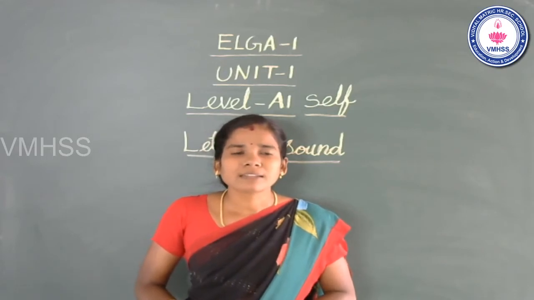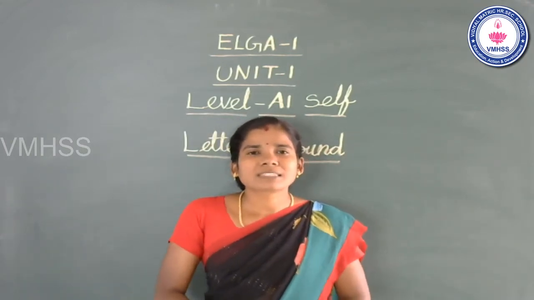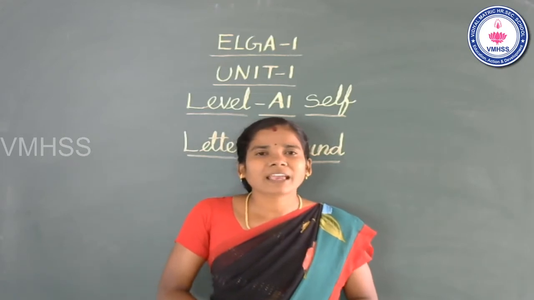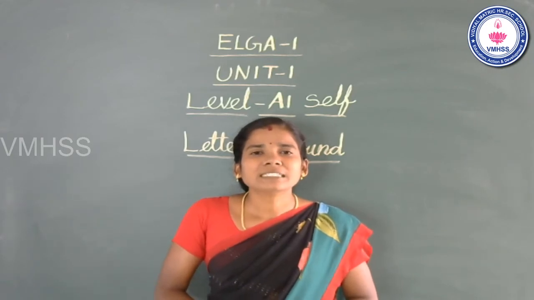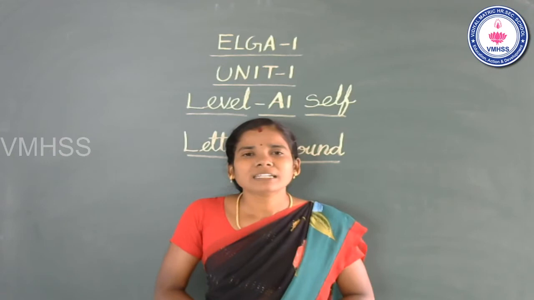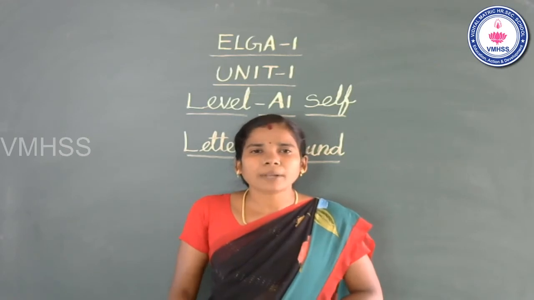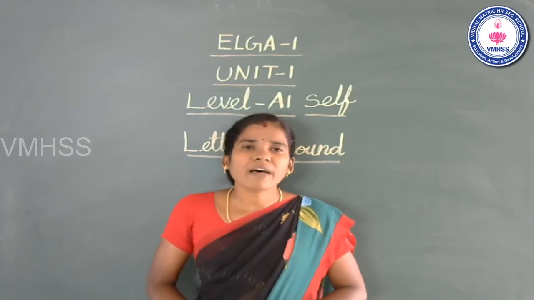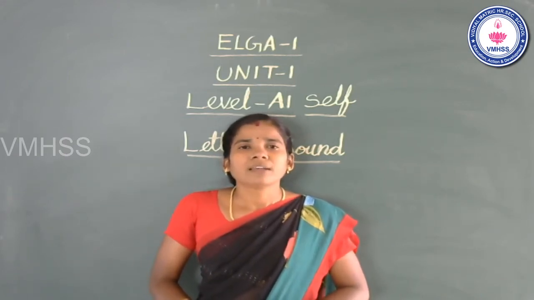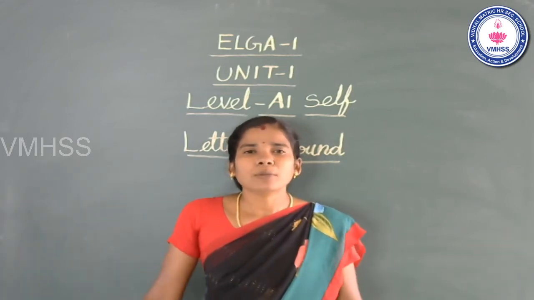S is for snake. Snake. T is for turtle. Turtle. U is for umbrella. Umbrella. V is for bat. Bat. W is for wings. Wings.